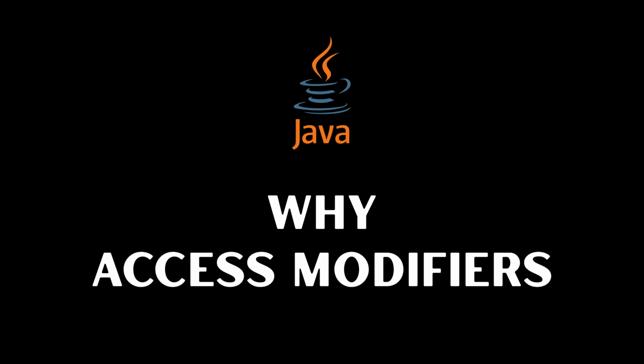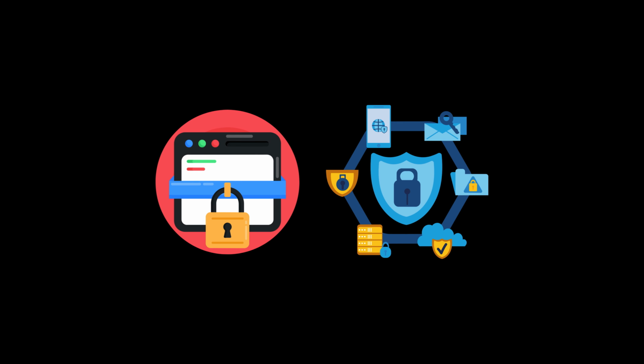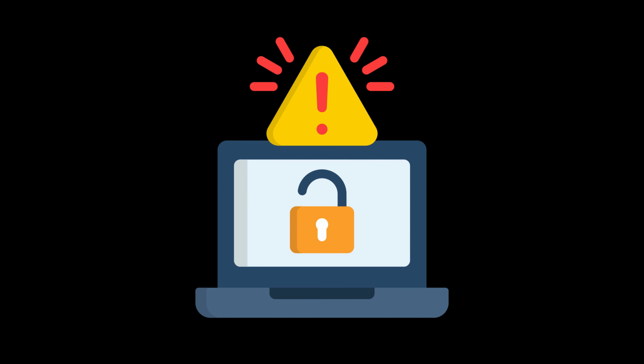So why does this matter? Because access modifiers help keep your data safe and your code organized. You don't want every part of your program messing with the sensitive data like passwords, right?